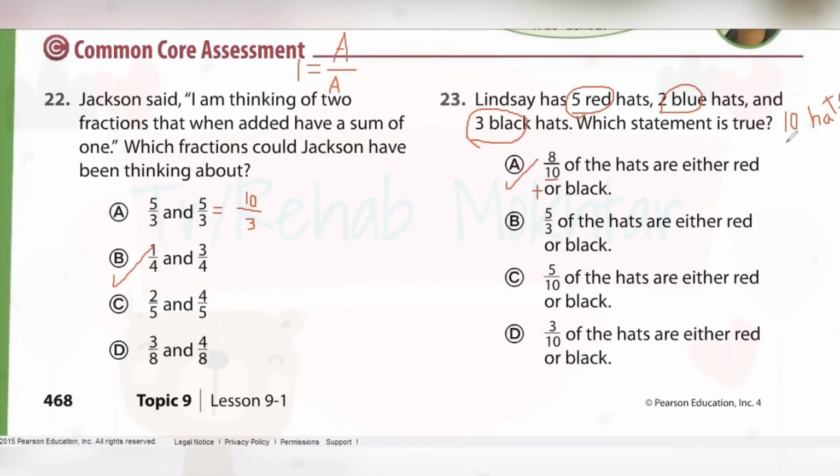Why? The total number of hats is 10, which we should put down. Not correct. C, 5 out of 10 of the hats are either red or black. Here 10 is correct because the total number of hats in the set is 10. But teacher, the number of red is 5. What about black? So this is not correct. 3 out of 10 is the fraction that represents only the black hats. But I want red and black together. So we have only one correct choice.